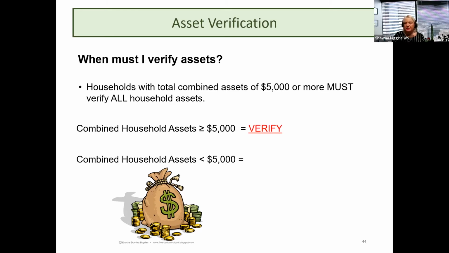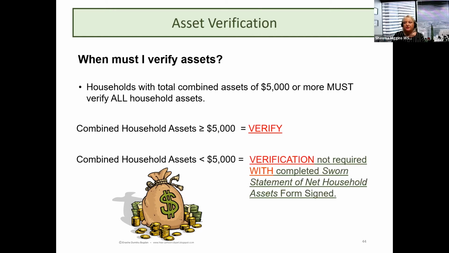And if it's less than that, verification is not required, but we do want you to do the sworn statement of net household assets and make sure that it's signed by the resident. If you do verify the assets and it's under $5,000, that's fine. You can send those forms if you want. You don't have to do the sworn statement of net household assets if you do that.